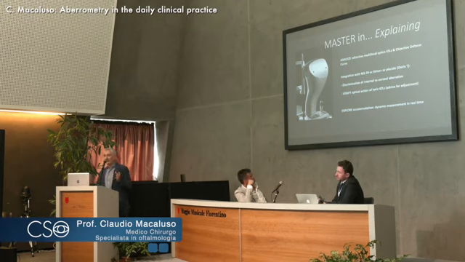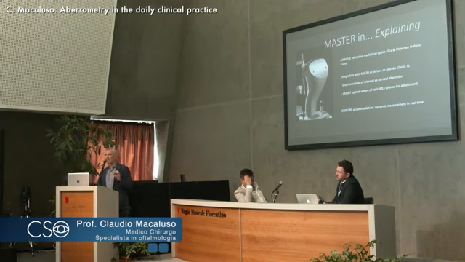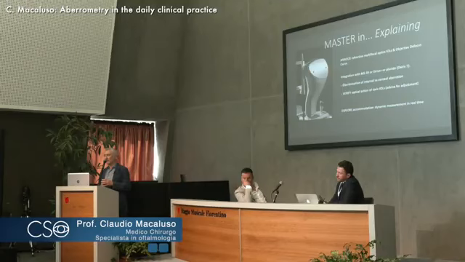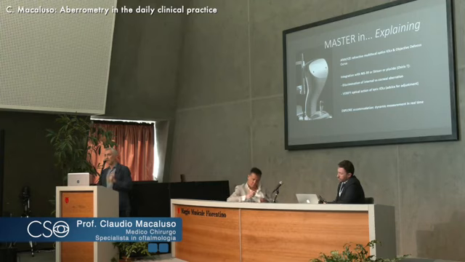We can then integrate the aberrometer with a topographer like the MS-39 or the Sirius, or even altogether in the Osiris-T instrument. We can separate and combine the effect of the corneal aberration with the total eye aberration, and then by subtraction know everything about the internal aberrations of the eye. This is extremely useful when we are dealing with toric IOLs, and especially when we are not satisfied with the results, to check and adjust them.